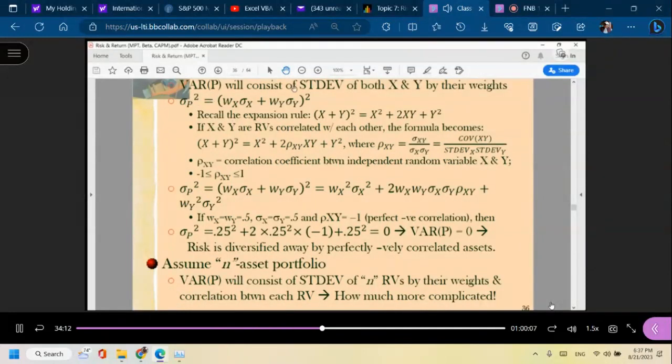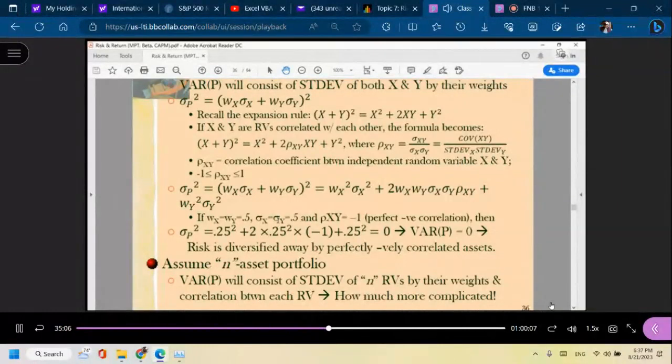So how do you find the variance of the portfolio? Well, then it's weight of X times standard deviation of X plus weight of Y times standard deviation of Y. And you might think, oh, that must be the standard deviation of the portfolio. No, you have to find the variance, right? So this is the variance of the portfolio, and then we will need to expand it. Why do we do it this way? Because can we not just add up this and this? No. Why? Because between X and Y there would be some correlation.